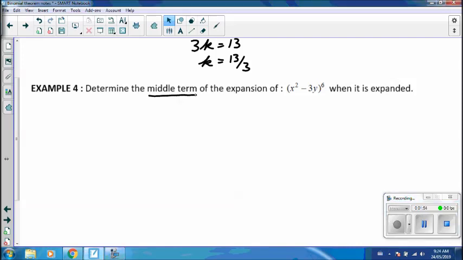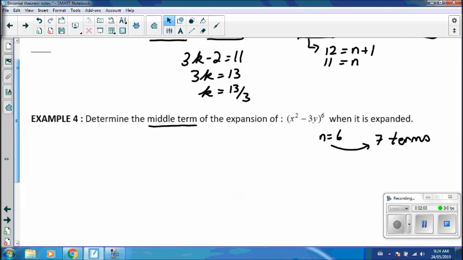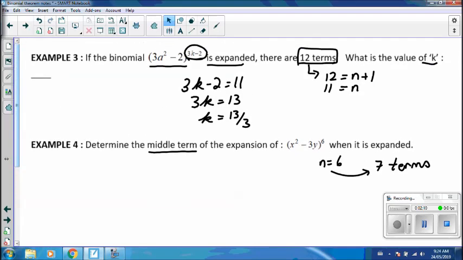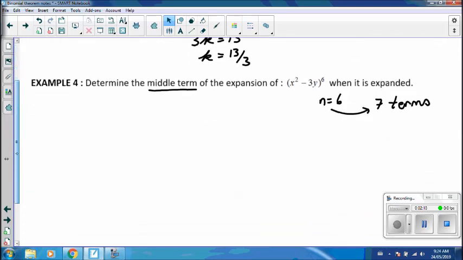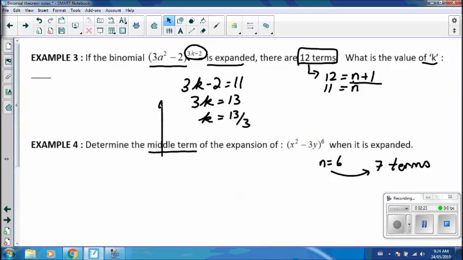All right, in this one, we're looking for the middle term. So I think about what that means in this expansion. So here, n is 6, which tells me there are 7 terms. So that's relating to the same idea that we saw in this previous example, right? That the relationship between the number of terms in n is that n plus 1 is the number of terms. So here, if n is 6, that is 7 terms, and the middle term then must be term 4.